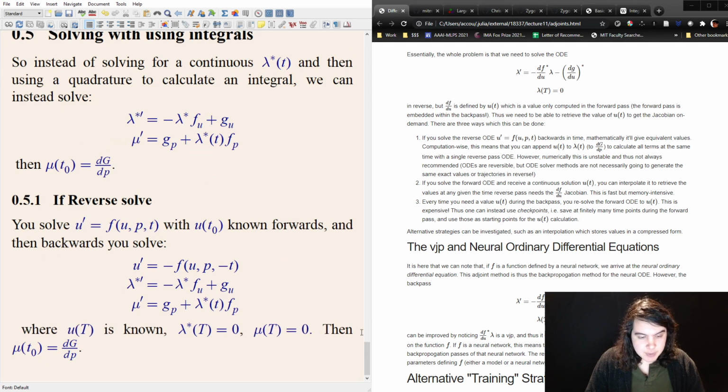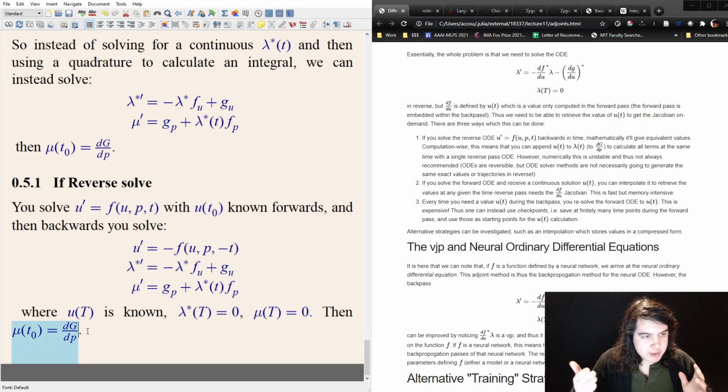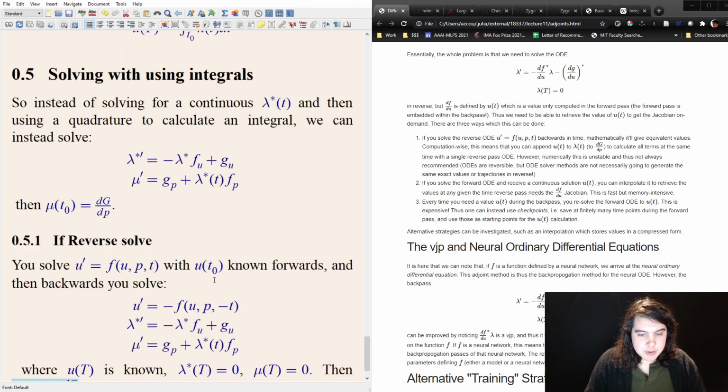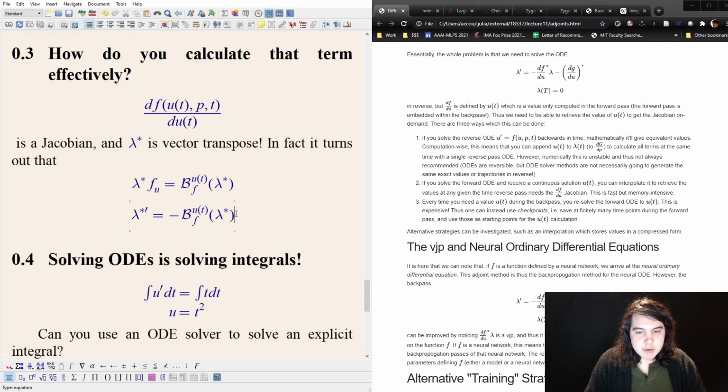Then it turns out that if you solve this ODE numerically forwards, and you solve this ODE numerically backwards, then what you get as the final value for mu is exactly the gradient of your loss function with respect to p.